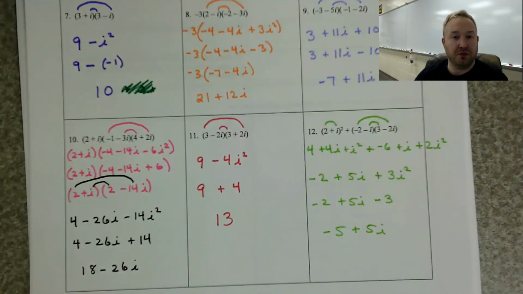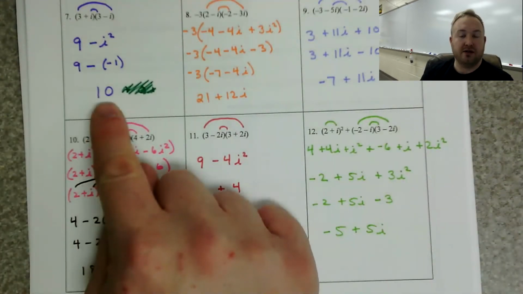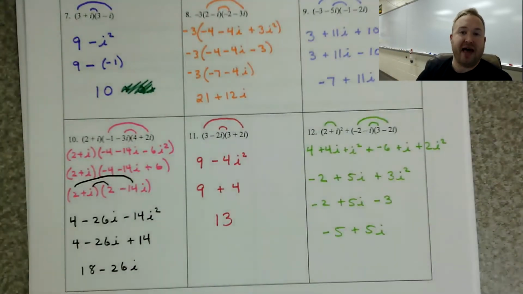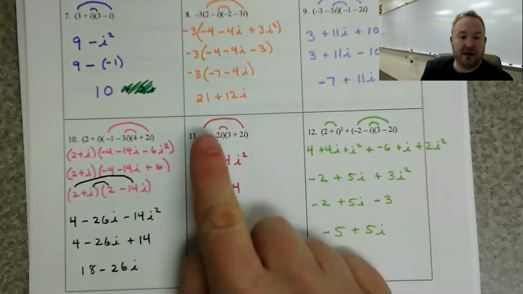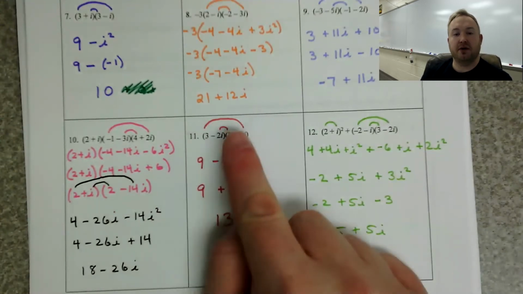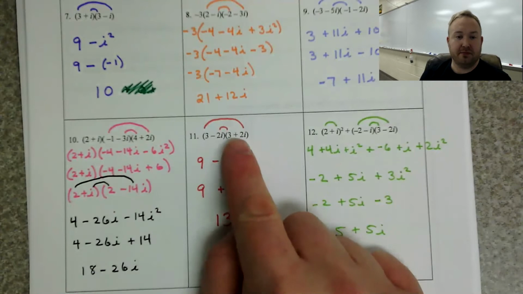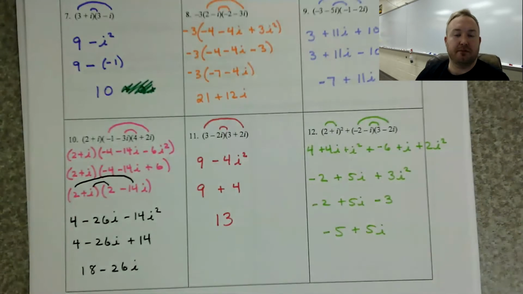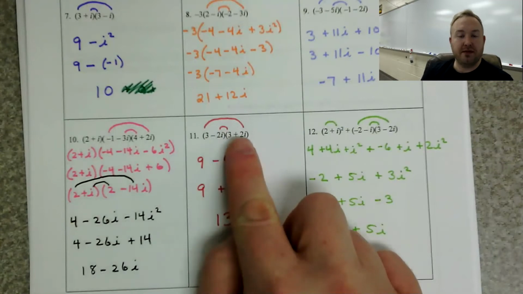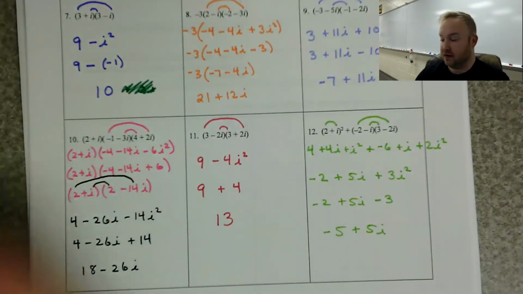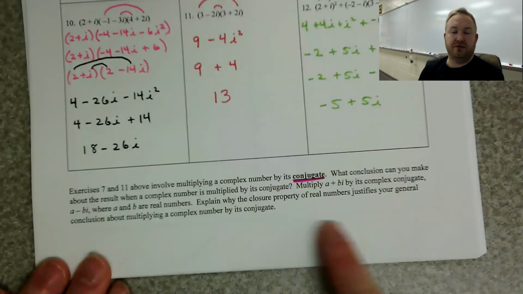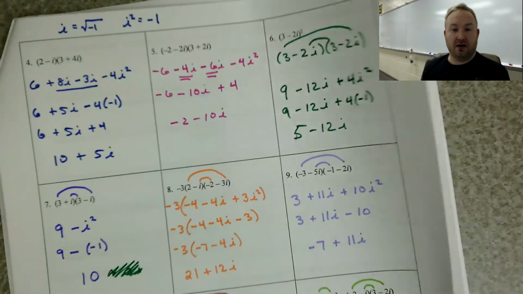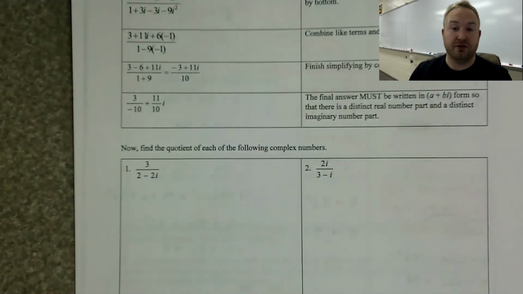That means that when you multiply them together, your answer is a real number, meaning it doesn't have an imaginary part. Same with number 11. 3 minus 2i is a complex number. 3 plus 2i is a complex number. They make up a difference of squares. Therefore, these two complex numbers are called complex conjugates, meaning that when you multiply them together, your answer is a real number. Now, I go through and do a whole proof of that in the notes that I posted online, the completed version of the notes that are online if you want to go look at my proof.